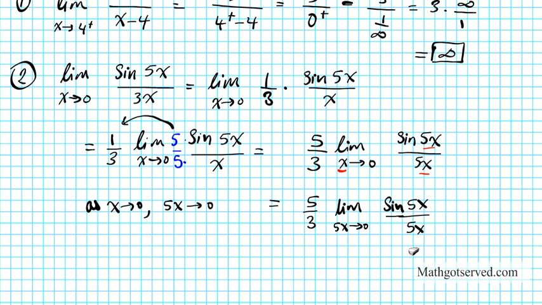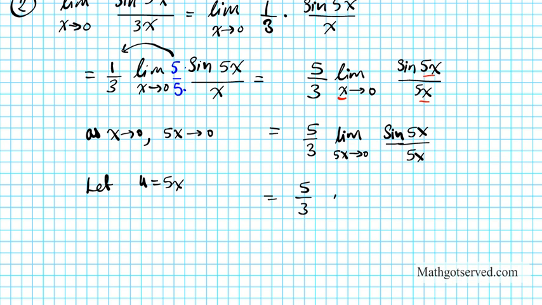So now we can make a substitution. We can say let u equals 5x. So now we're going to have 5/3 times the limit as u approaches 0 of sine u over u. Equals, now we can use the sandwich theorem. This whole limit is 1, so 5/3 times 1, and then your answer is 5 over 3.